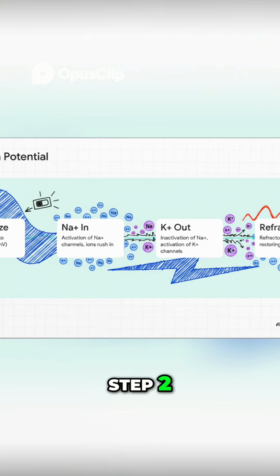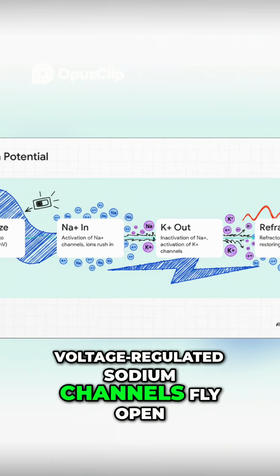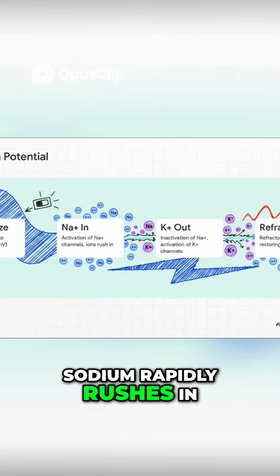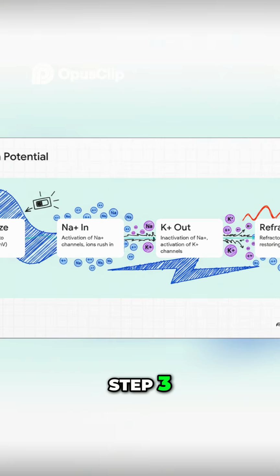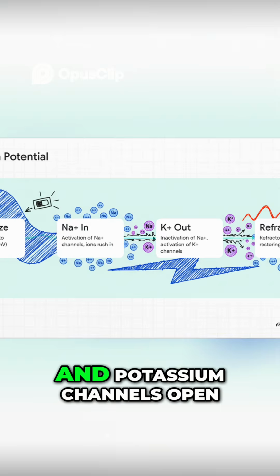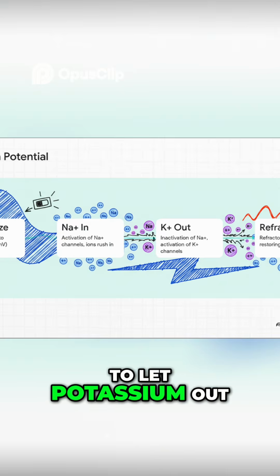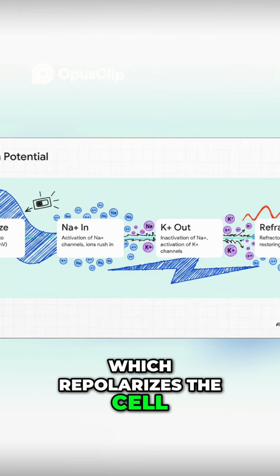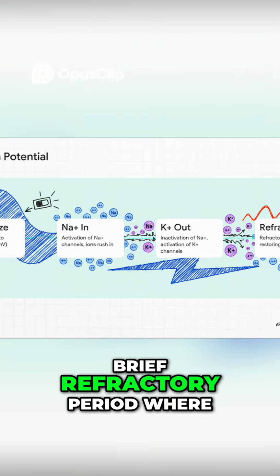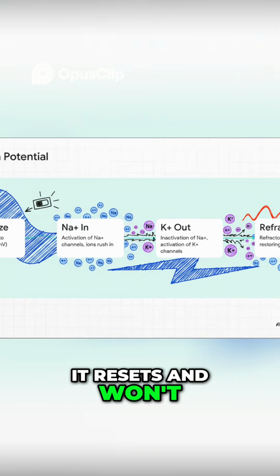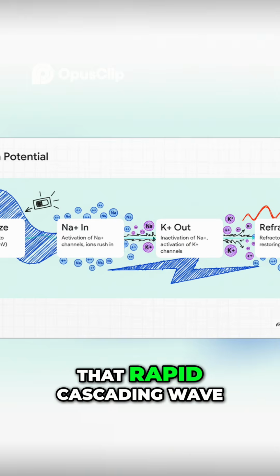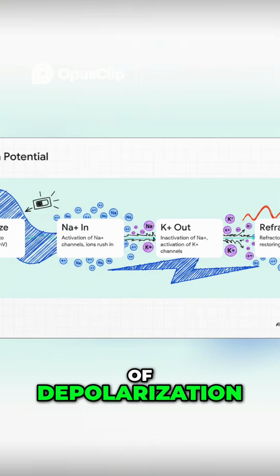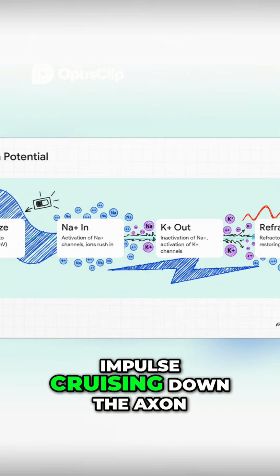Boom. Step 2, voltage-regulated sodium channels fly open. Sodium rapidly rushes in, and the inside of the membrane flips from negative to positive. Step 3, those sodium channels slam shut and potassium channels open to let potassium out, which repolarizes the cell. Finally, the cell enters a brief refractory period where it resets and won't respond to a new stimulus while restoring its resting potential. That rapid cascading wave of depolarization, that is the electrical impulse cruising down the axon.